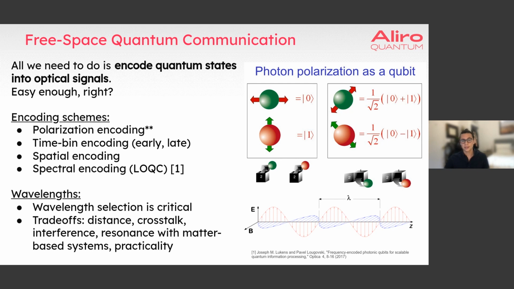We also have to consider resonance with matter-based systems. So if we want to communicate using these photons to, say, a matter-based quantum system, there are certain wavelengths that are resonant, say, with that type of matter or ensemble. There's also practicality considerations out there, right? What technologies and components are out there that are compatible with a certain wavelength regime, and we have to consider all the cost factors and form factors as we're deploying on a satellite.